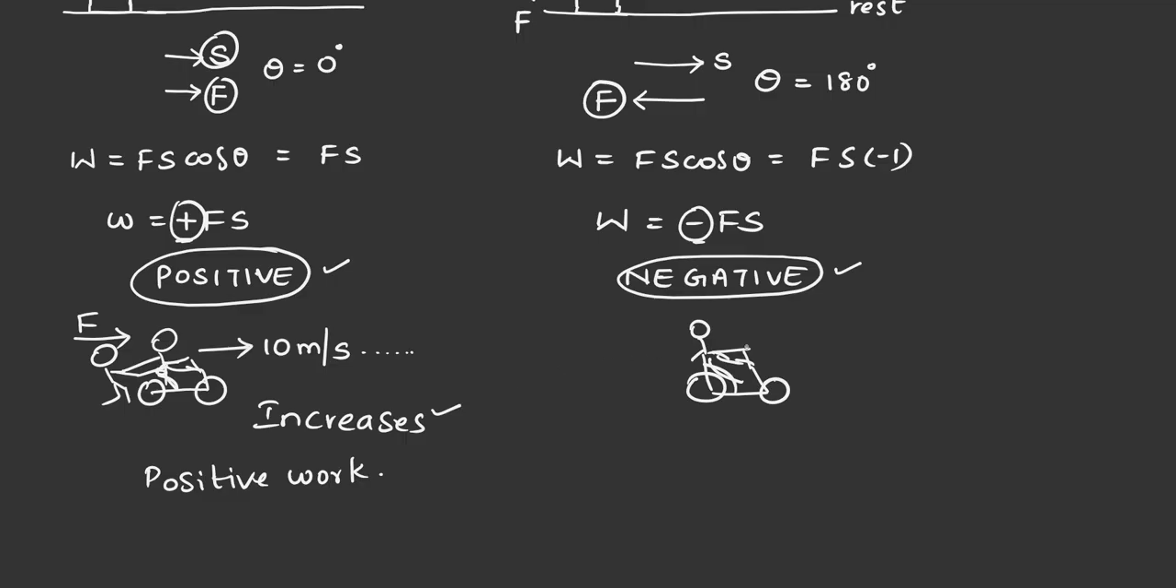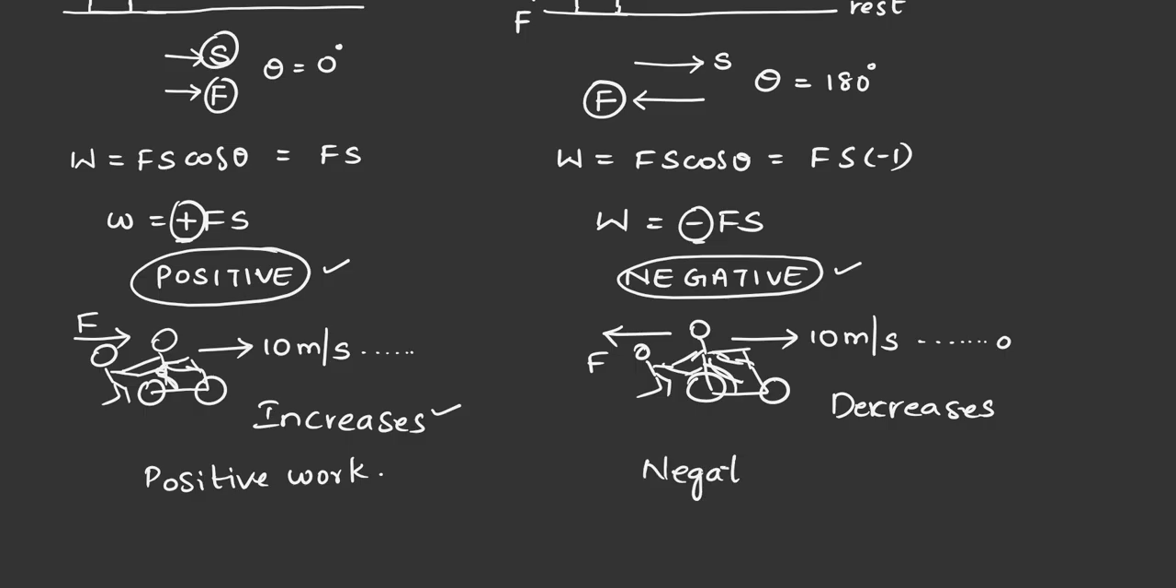If the same person is moving with a velocity of 10 meters per second on the bicycle, again this time what you did is you started pulling the bicycle back. We know that if we start pulling the bicycle back, what happens? The speed of the bicycle gradually reduces and it comes to rest. The speed decreases. And in any work, if the force decreases the speed, the work done by that force is a negative work. So this is a simple example for negative work.